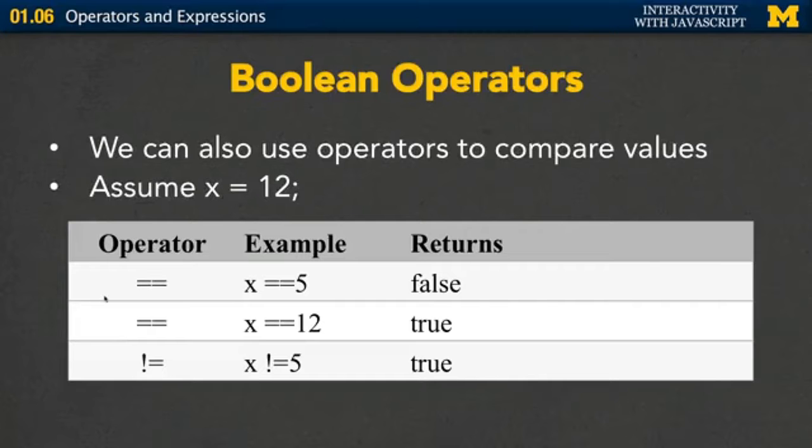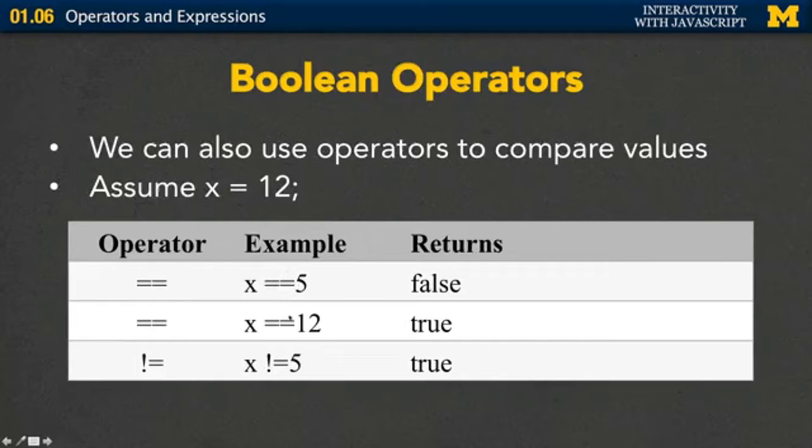Sometimes we use what we call Boolean operators to compare values instead. So in this case, let's assume that I've assigned x equals 12. Some of the different Boolean operators I can use are equal equal, which means don't set x equal to 5. Instead, I want you to check, is the value stored in x equal to 5? This is a kind of a test case. Well, in this case, no, it doesn't, so it returns false.